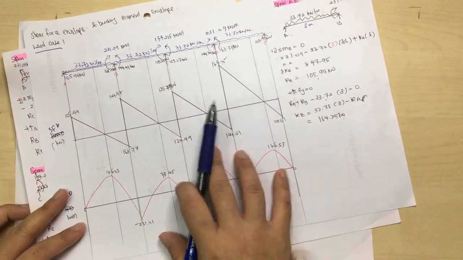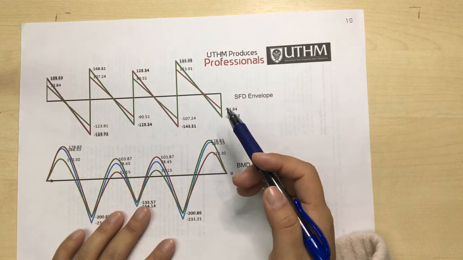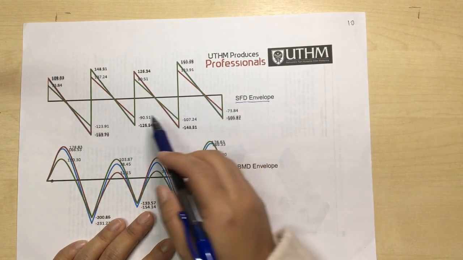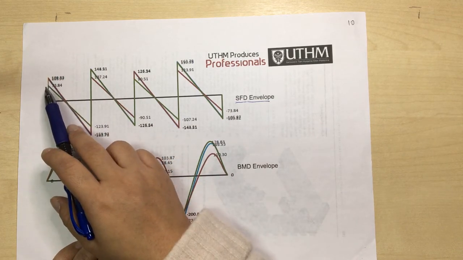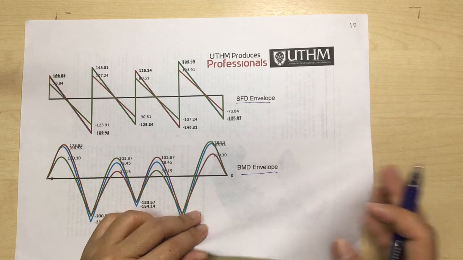Okay, so due to the time constraint, I will not be able to show you each case, but you can practice yourself. Okay, so you can see that when you combine them, this is what we call the load envelope. So this is the shear force envelope combining case 1, case 2 and case 3, and this is the bending moment envelope for all 3 cases.